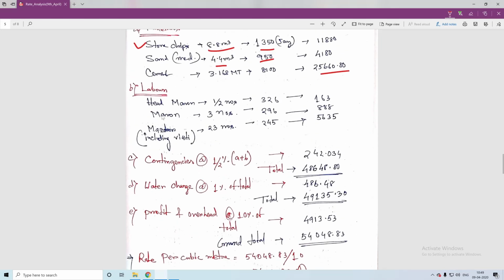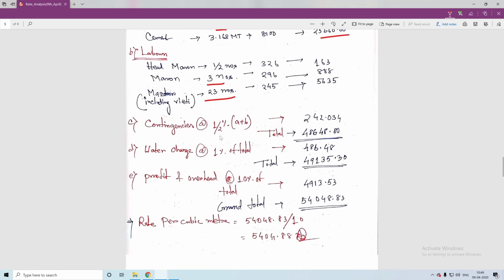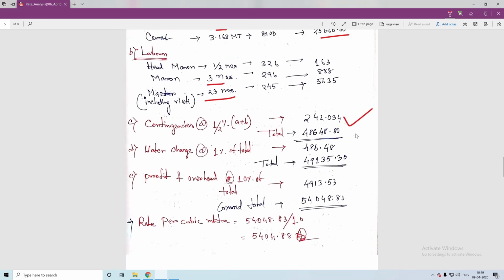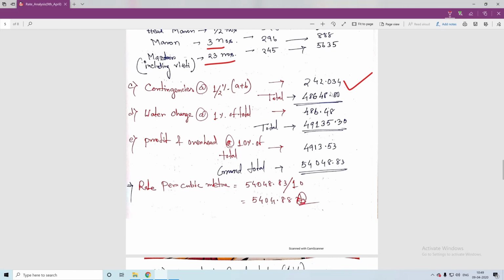Now the labors, same process. Actually it is very much easy. Here we are considering half numbers of 326 and for masons we are considering 3 numbers, and for mazdoors 23. We are considering fewer masons and higher numbers of mazdoors, so it will give the benefit in the project. And contingencies, 0.5% of A plus B, same. You just note this and calculate it on your own.